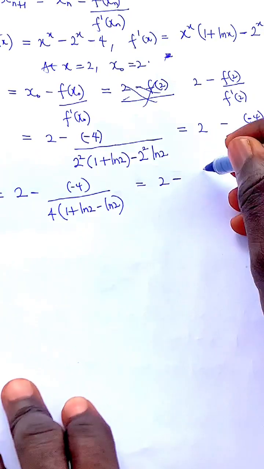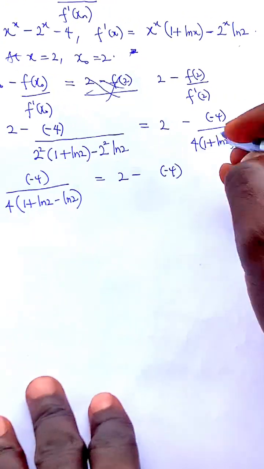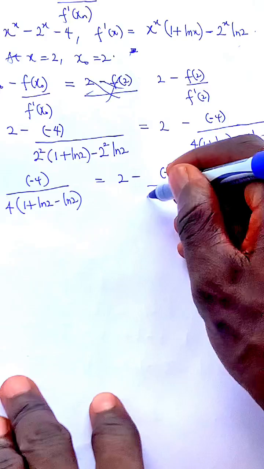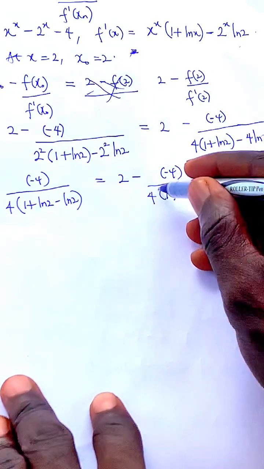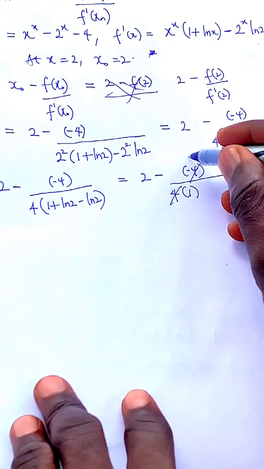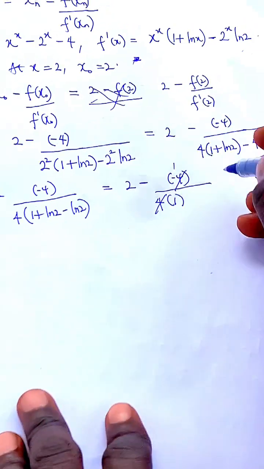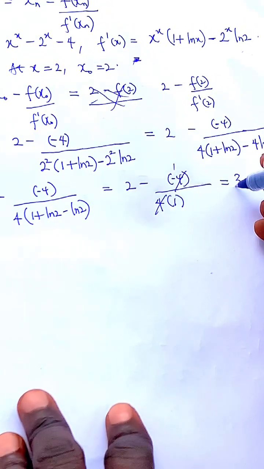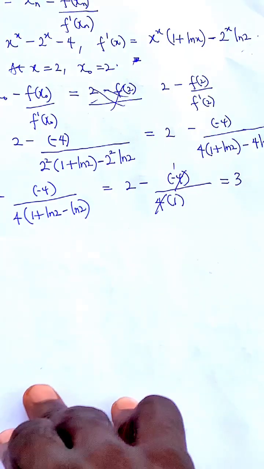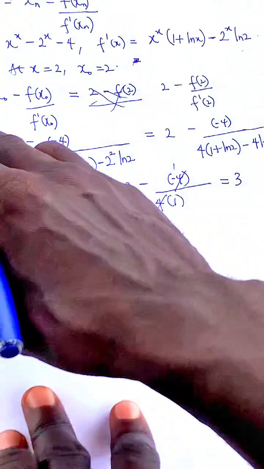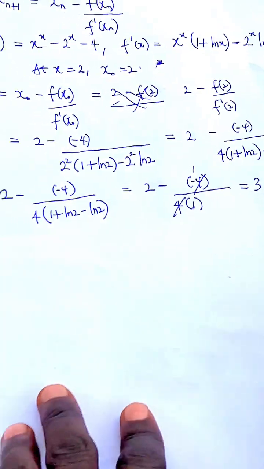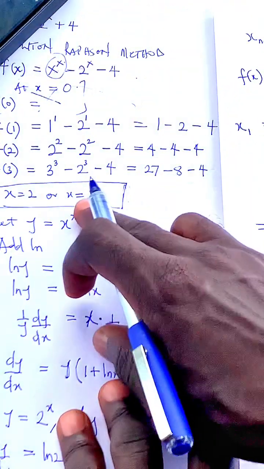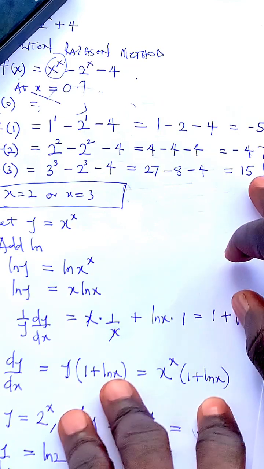2 minus 4 into ln 2, minus ln 2 is out, so these two will die off. 1 minus minus 1 is 3. So we can see now that x1 is 3 and s0 is 2. But when we plug in the 3 here, we got 15.